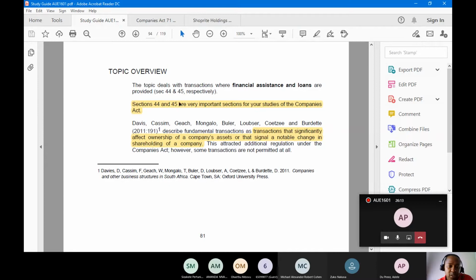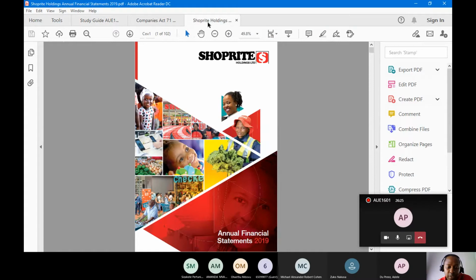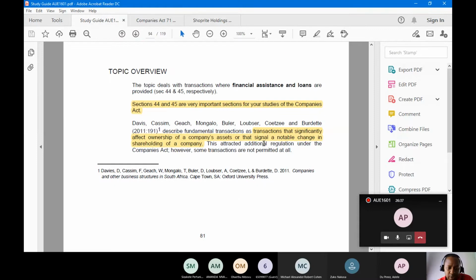I will touch a bit on the Companies Act, specifically one definition, and I will go to it during the session. And then lastly, I will go back again to the Shoprite Holdings annual financial statements of last year, in making reference to one specific topic that we'll be covering during the session. But let us go back to the study guide as confirmation.